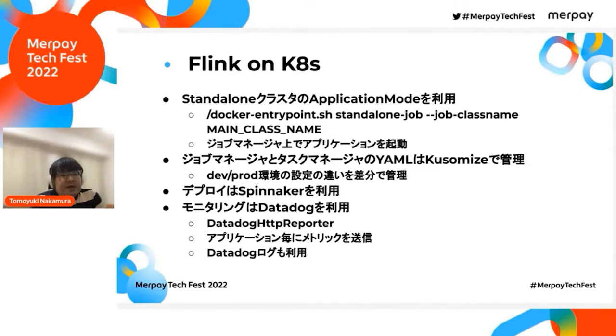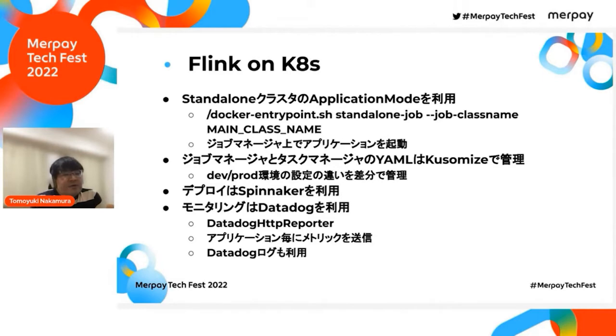Deployment is done using Spinnaker, and Datadog is used for monitoring. Datadog uses HTTP Reporter to send metrics per application. Datadog Logs is also used for logging.